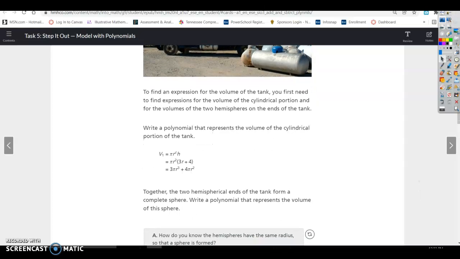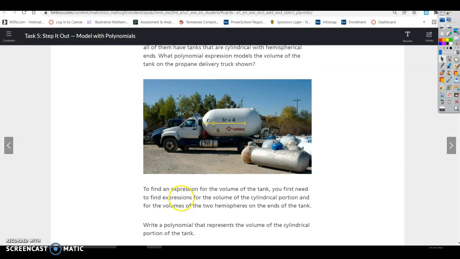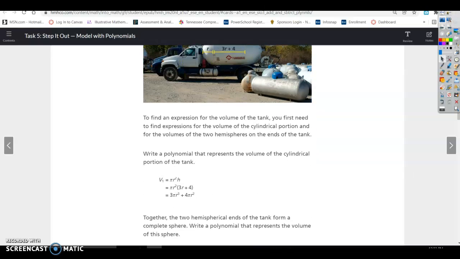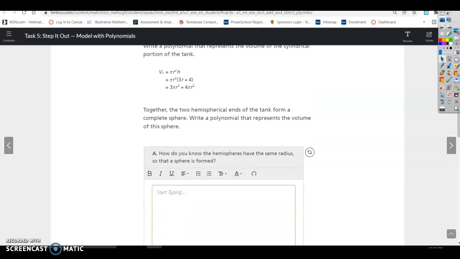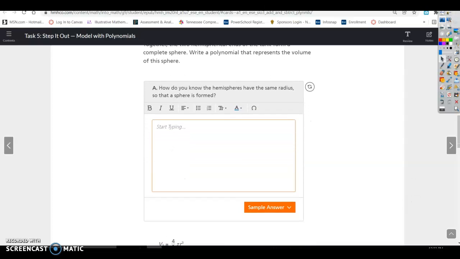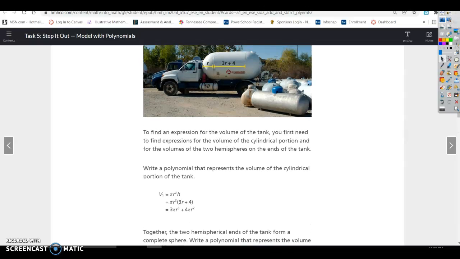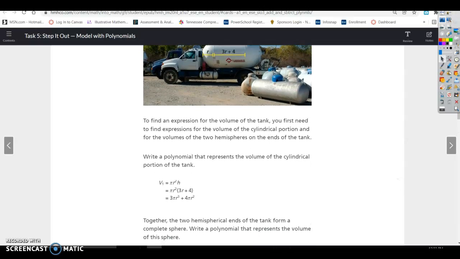All right, together the two hemispherical ends of the tank form a complete sphere. Remember, a sphere is like a three-dimensional circle. So if you take this end of the truck here and you take this end of the truck here, if you take the middle part out, you could smush those two ends together and that would make a sphere. All right. How do you know the hemispheres have the same radius so that a sphere is formed?